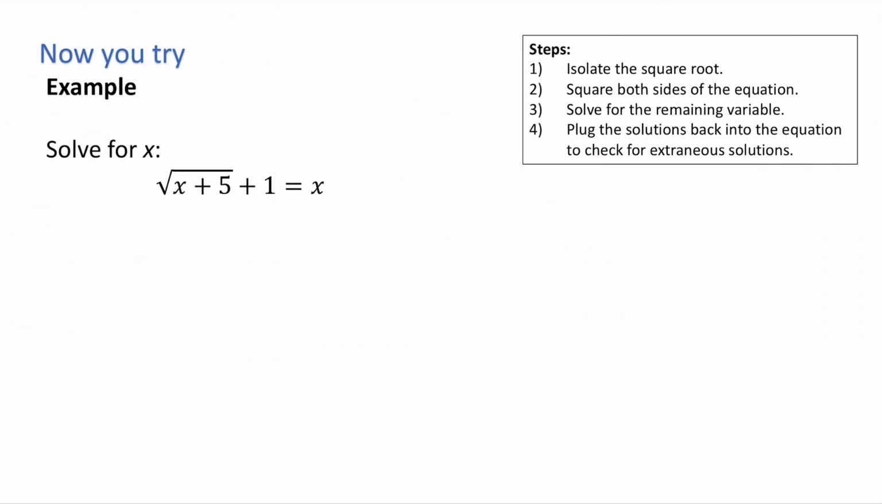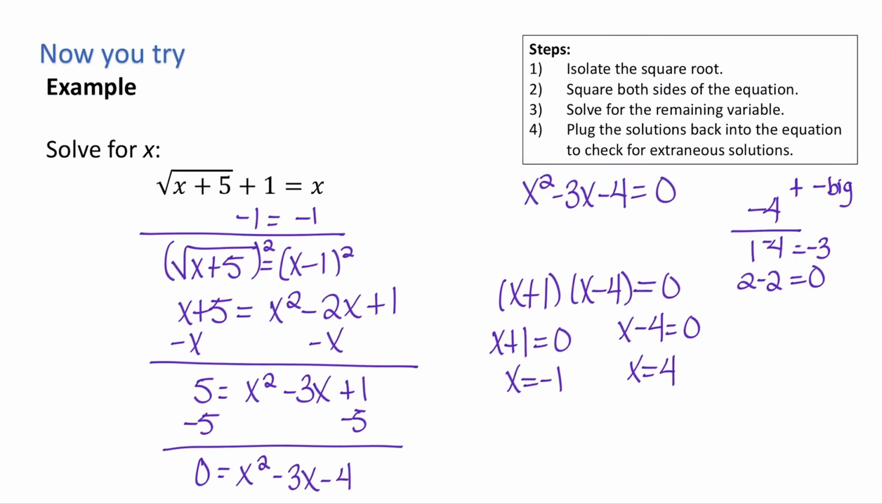So now you can go ahead and pause the video and try this similar problem. So once again, we're going to isolate the square root by subtracting 1 from both sides. So when you subtract 1, you get x plus 5 equals x squared minus 2x plus 1.